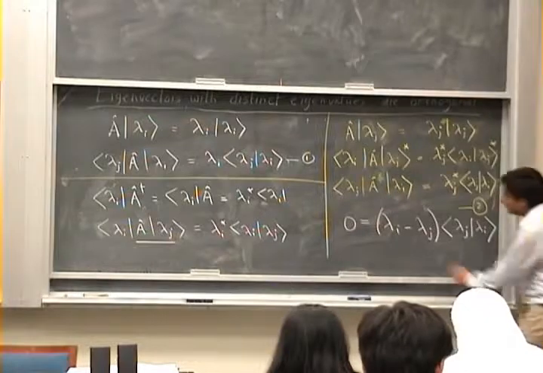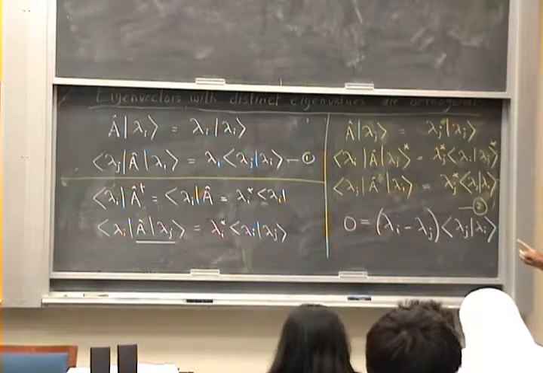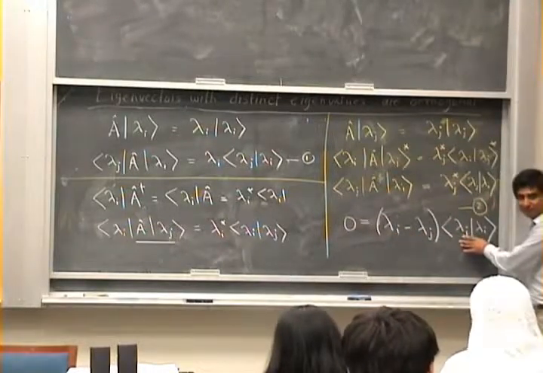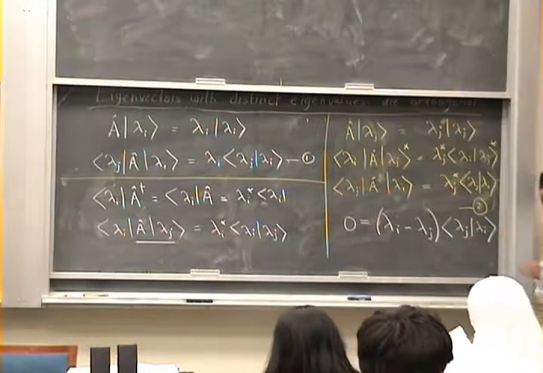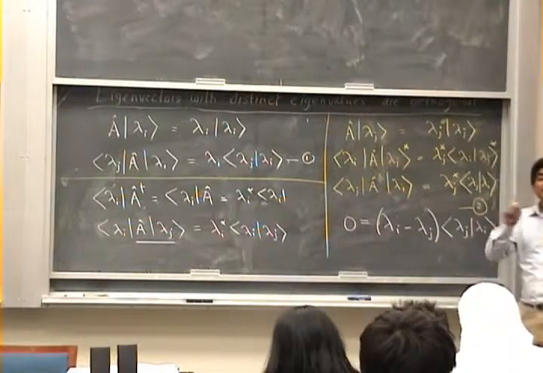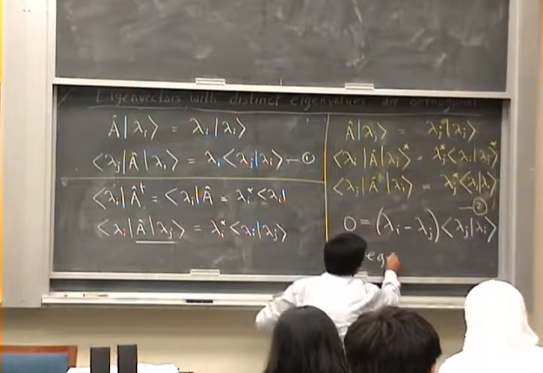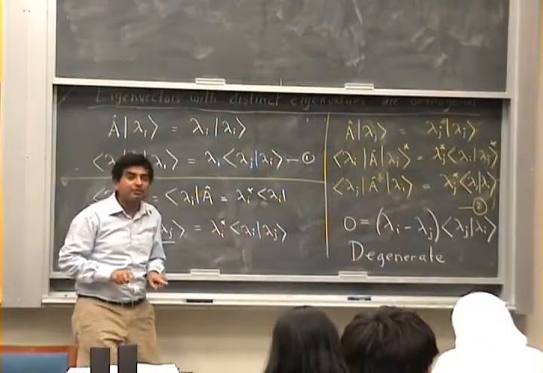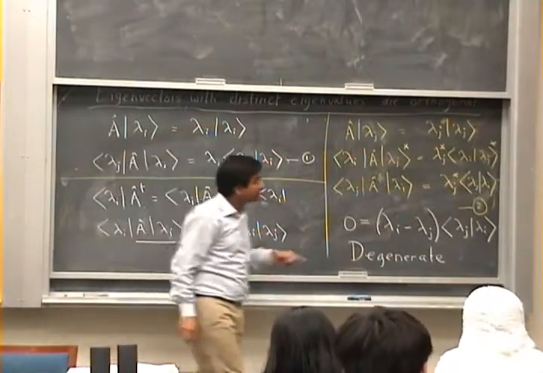Now what does this tell you? If these eigenvalues for I and j are different, which means the eigenvalues are distinct, then this number cannot be equal to 0. So the inner product has to be equal to 0. When this inner product is 0, it means lambda j and lambda I are orthogonal. So if we have two eigenvectors whose corresponding eigenvalues are distinct, these are called degenerate eigenvalues in quantum mechanics. So for a Hermitian operator, the eigenvectors corresponding to distinct eigenvalues must be orthogonal.